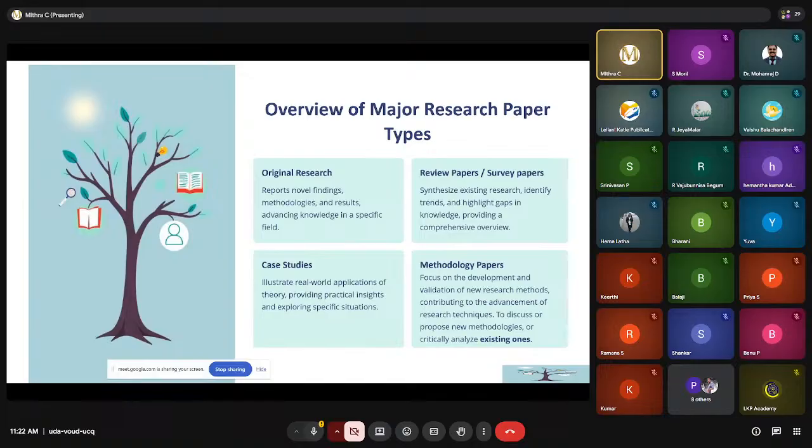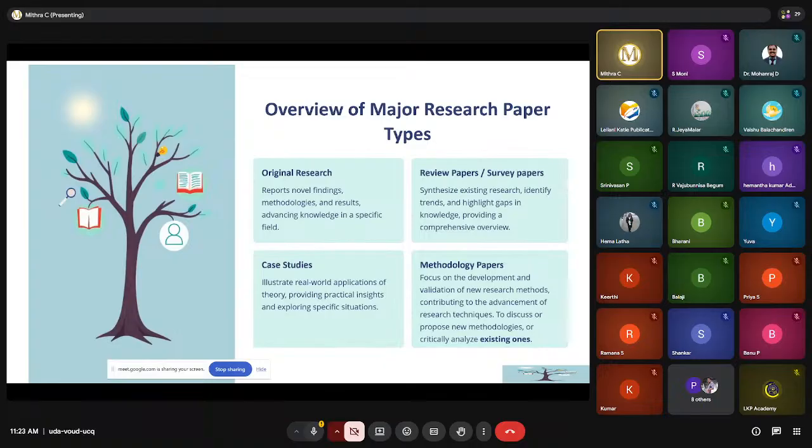And why? Because it is always good to know why we need all these things, without generally jumping into the central part. It is very important as a researcher. So that is why I have given you this. Now we will be jumping into the cake of the workshop. First, an overview of the major research paper types.